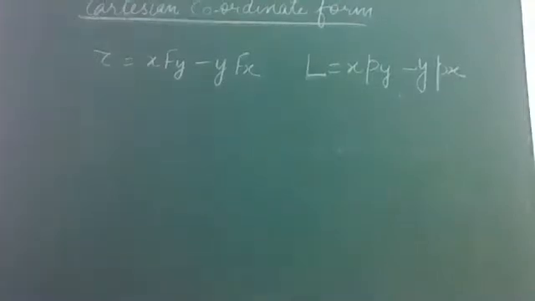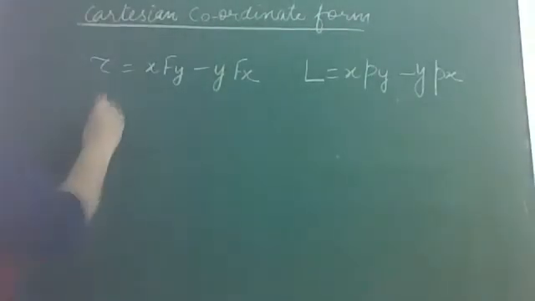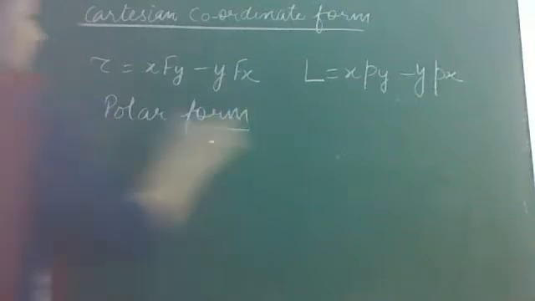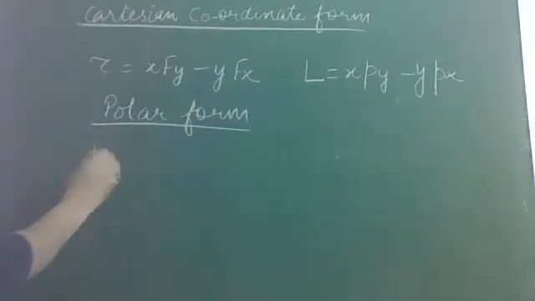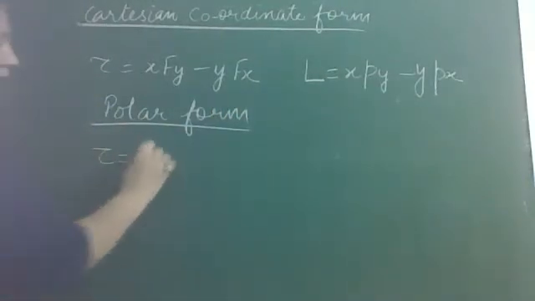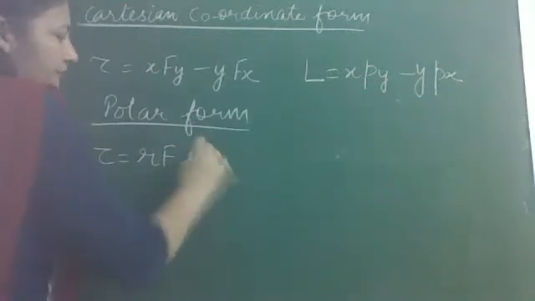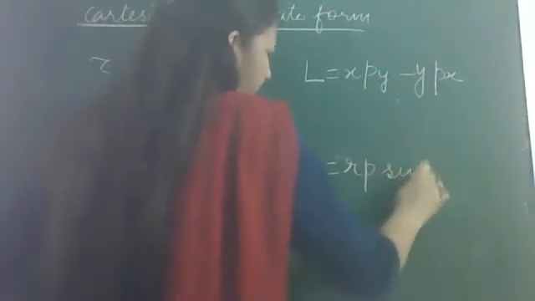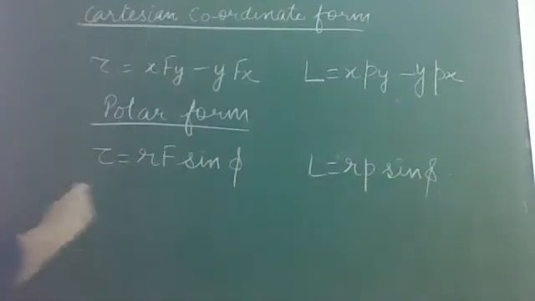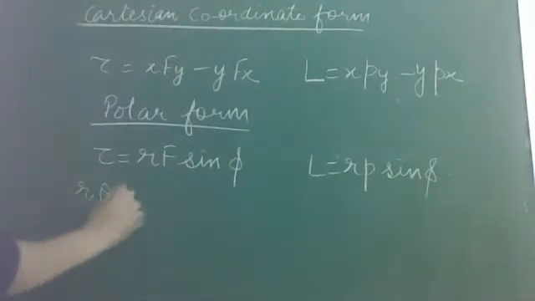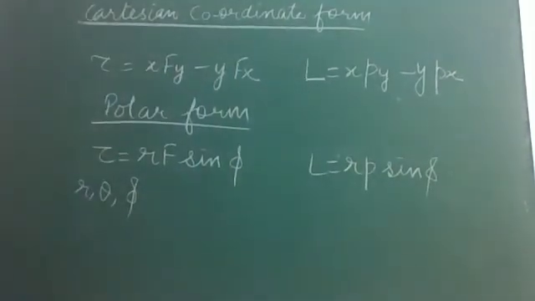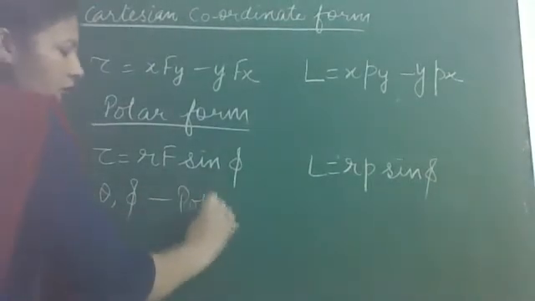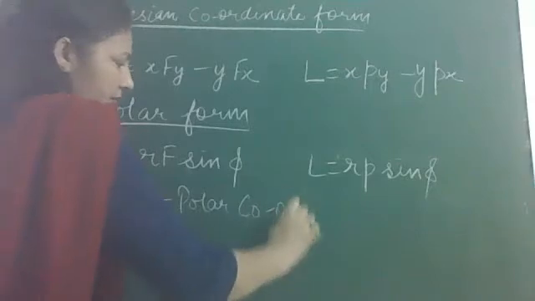Polar form. The polar form of both will be: first torque, tau is r F sin phi, this is the polar form, and L is r p sin phi. Because r, theta and phi are called polar coordinates, or spherical coordinates.